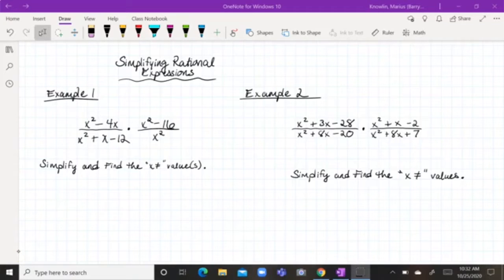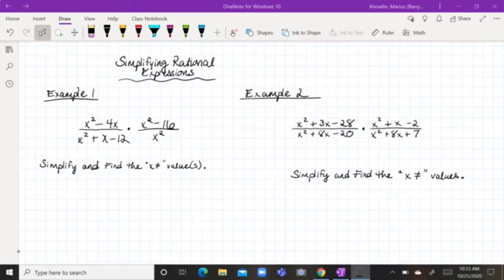Let's talk about simplifying rational expressions. So we have two examples here, and for both of these examples, we're being asked to simplify and find the excluded values, or what x should not be equal to. Okay, now the number one skill that is needed to accomplish both tasks is factoring.